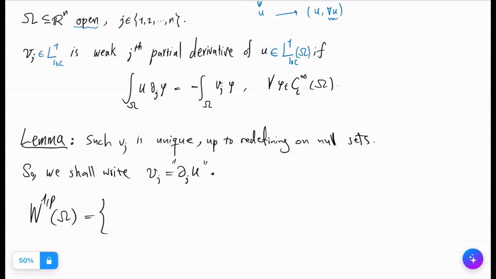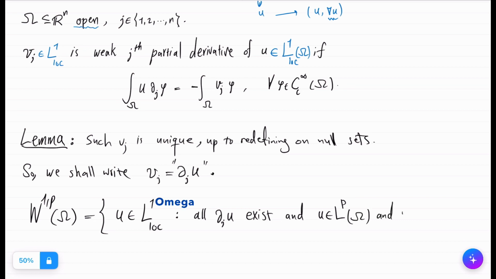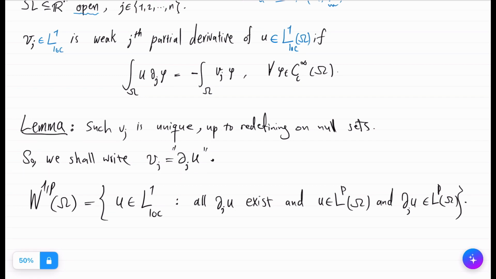W1p of omega is the collection of all functions in L1 loc so that all weak partials exist, and u belongs to LP, that is the role of LP, and all these partials also belong to LP of omega. A very important distinction here, extremely important, is that this condition for differentiability includes no reference to P. So W1P space is differentiability, which has no P in it, plus a simple integrability requirement. With simple, I mean a separate integrability requirement on the function and its weak partials. So in some sense, you see that the role of P in this definition is not too intrinsic, at least from the definitions.